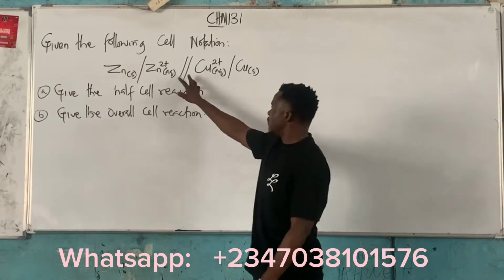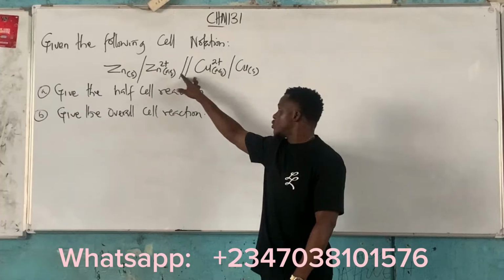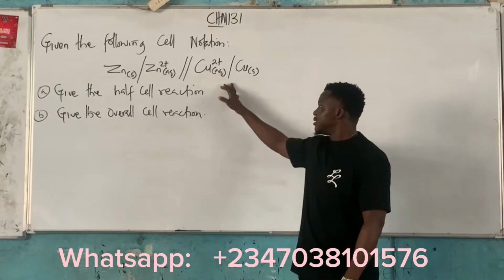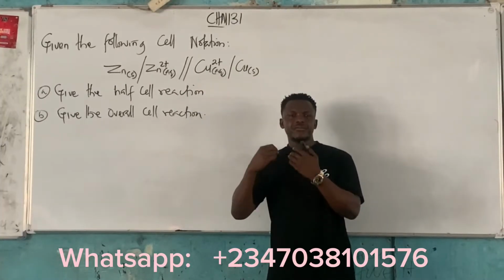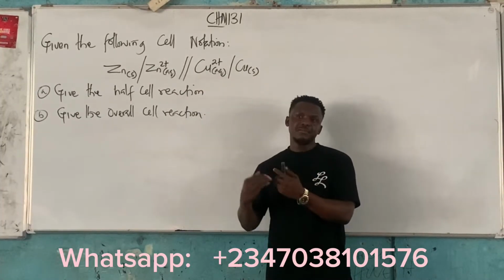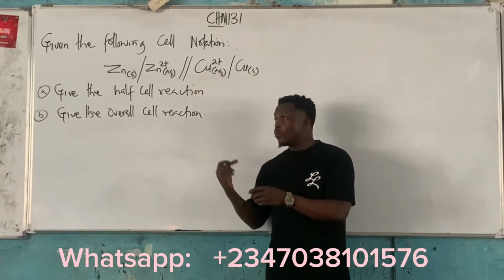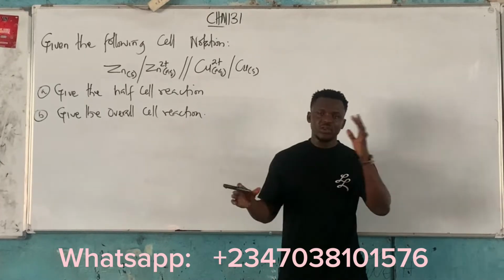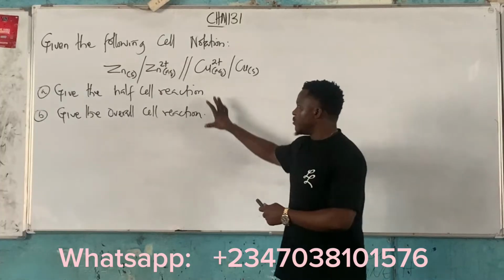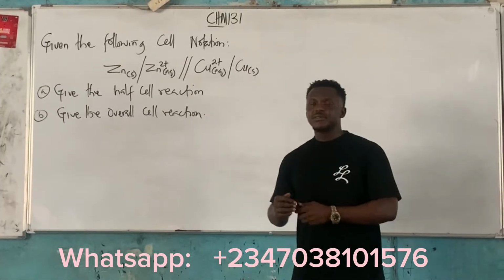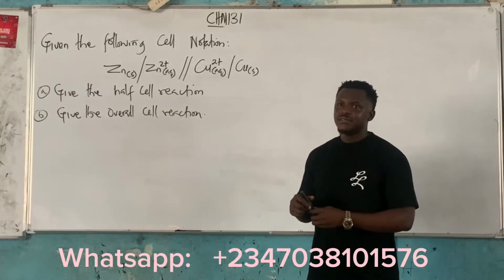The double stroke and the single stroke stand for what? The boundary, the salt bridge. Of course, a salt bridge is made up of a salt, right? Mostly potassium chloride. And the main work of a salt bridge is to maintain electrical neutrality between both of them. Okay. Now, you're being given this in exams, right?